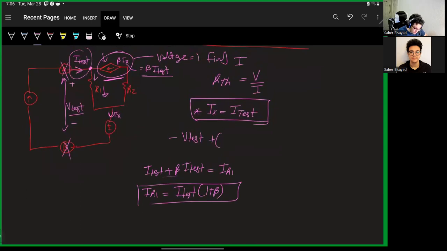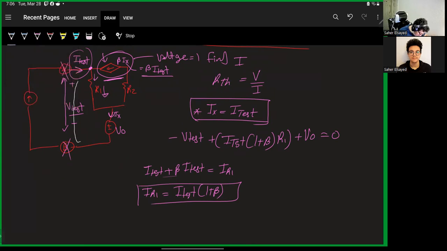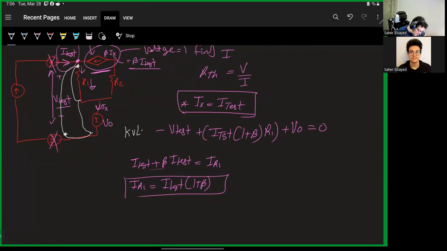So if you want to find the voltage across R1, we just multiply this by R1. So I test times 1 plus beta times R1. This is the current; we need the voltage, so we multiply by the resistance, plus this voltage here, which is VO, plus VO is equal to 0. Now we made our entire circle back, right? We went through here, B to A, we figured out the voltage across here, and then the voltage across here, so back at the start point. That's our KVL.